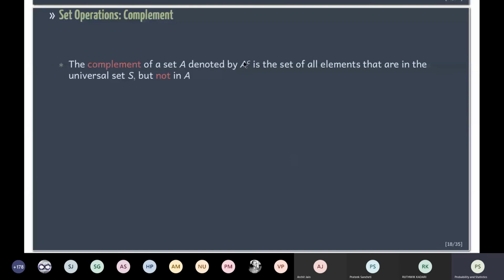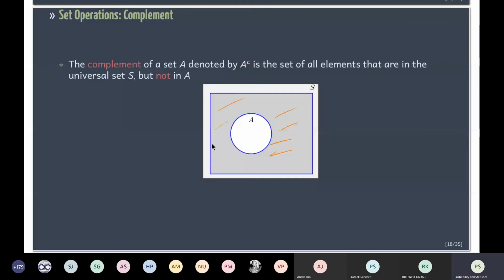We denote the complement of a set E by E superscript C. So this is the set of all elements in the universal set but not in E. So this is the complement. Set difference is denoted like this.